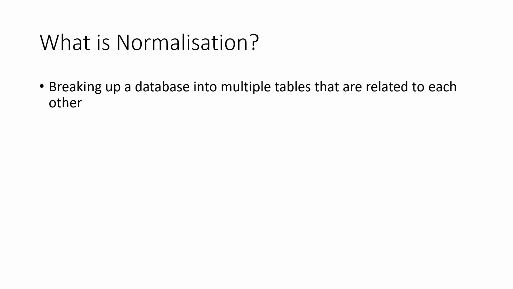What exactly is normalization? If you have worked with relational databases before, you know that a relational database is a database that has a relationship with itself as well as other tables. So you can think of normalization as breaking up a huge database or a huge data set into multiple new tables that are related to each other. And you will see exactly why this is the case when we start doing the whole process of normalization.